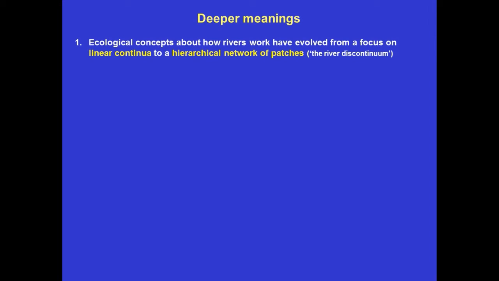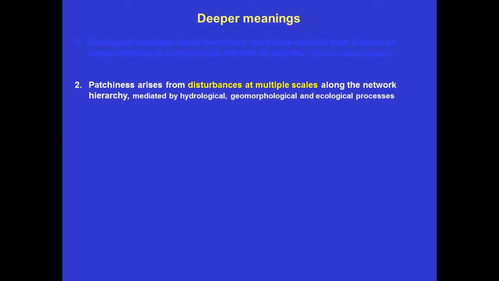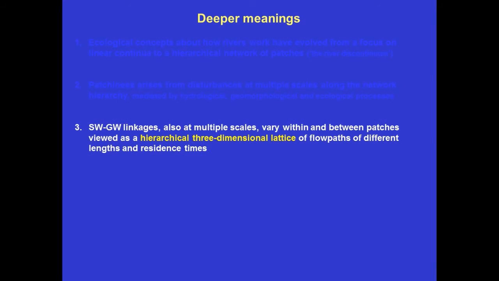So what are the deeper meanings of this? My concluding points are, firstly, that there's been an evolution in the way ecological concepts about how rivers work have evolved from the linear corridor continuum ideas to the hierarchical network of patches. That the patchiness arises from disturbances at multiple scales along the network, and these are mediated not only by hydrological or geomorphological processes, but ecological ones as well. That the surface water groundwater linkages, which occur at multiple scales, vary within and between patches. And next time you look at a river, keep thinking about this whole hierarchical three-dimensional lattice rather than just the surface systems that we're used to.